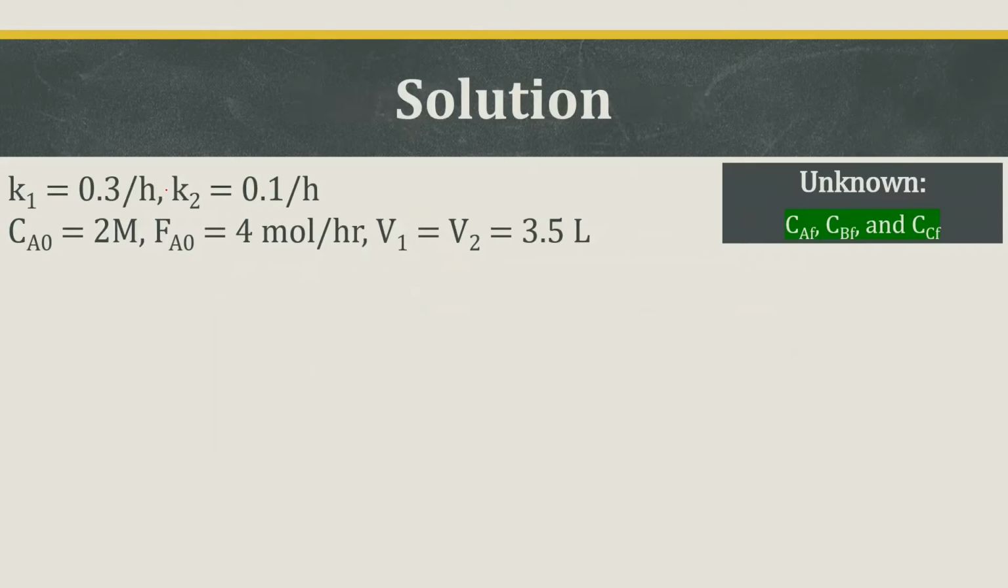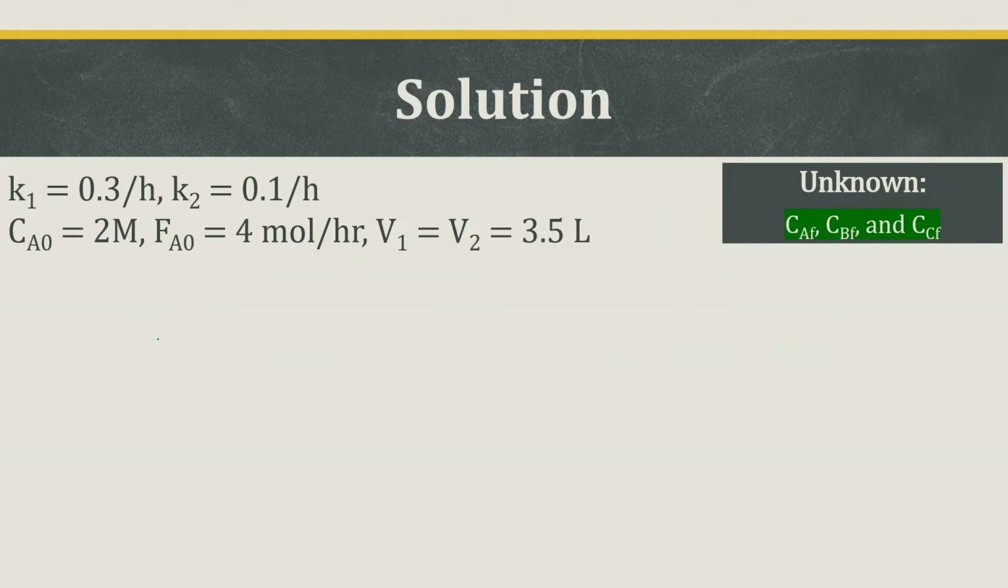So we write first the given. We have the following rate constants, and then we have the initial concentration of A, which is 2 moles per liter, and the feed rate, which is 4 moles per hour. And then we have the volume of the two CSTRs, which both have a volume of 3.5 liters. So we need to find the final concentrations of A, B, and C.